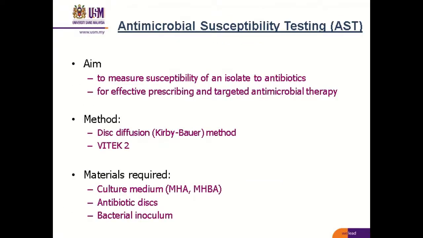So when we have identified the organism, we need to do antimicrobial susceptibility testing to measure the susceptibility of an isolate to the antibiotic, so that clinicians can prescribe targeted antimicrobial therapy. There are various methods, such as the conventional method, which is the disc diffusion Kirby-Bauer method, and the more recent Vitek 2, the automated machine.